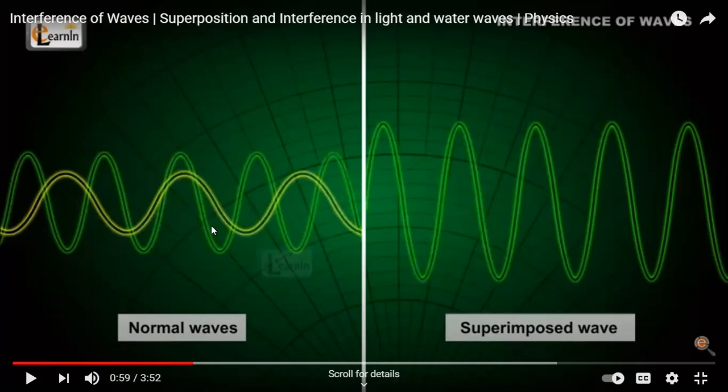So what actually is superposition? The displacements of these two waves will be overlapped with each other, and it results in a new wave. The new wave is observed on the right hand side. You can observe it on the right hand side. You see.